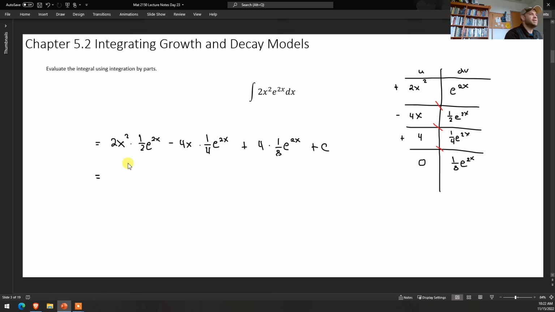And lastly, we can simplify this to get x squared e to the 2x minus x e to the 2x plus 1/2 e to the 2x plus our arbitrary constant c. And then, of course, we could simplify this further as x squared minus x plus 1/2, all times e to the 2x, by factoring out that common term, and then we add c.